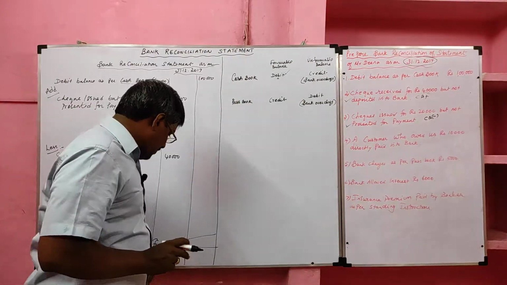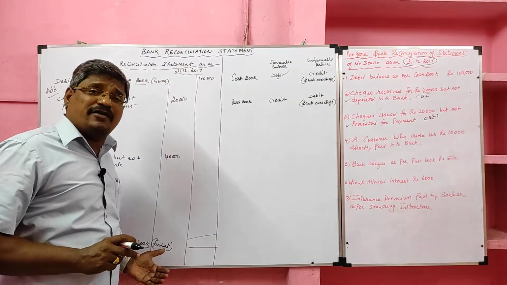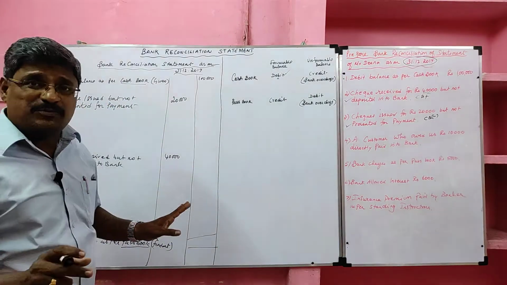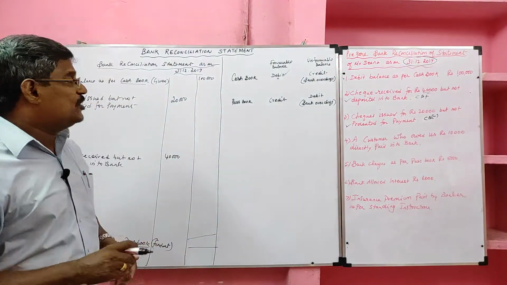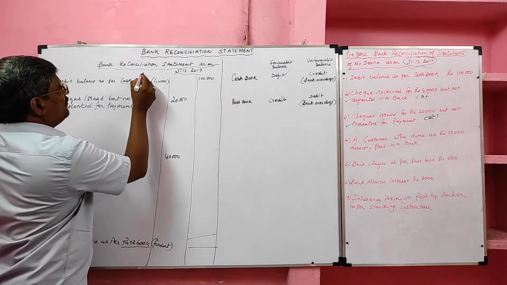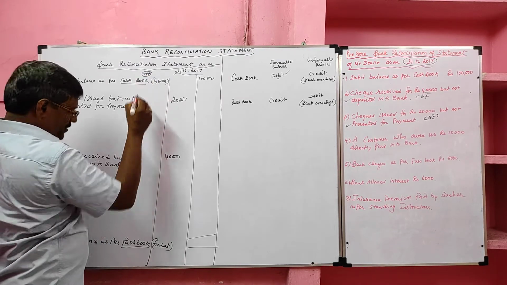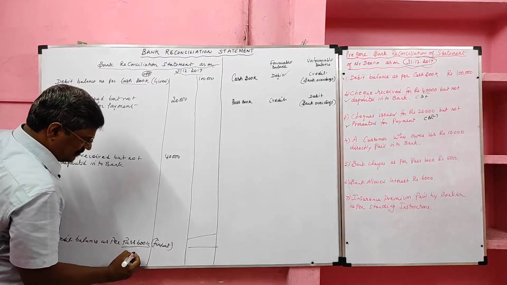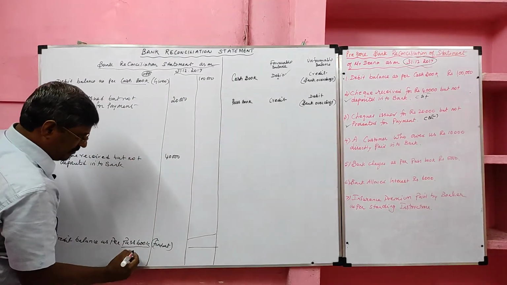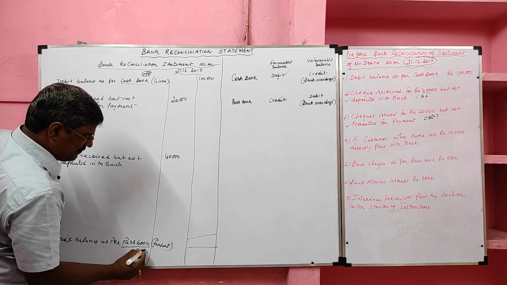But for the passbook, we have to find. What do we have to do? What they did in the passbook, the same thing we have to repeat here. So for the cash book, we should give the opposite effect. For the passbook, we should give the same effect.